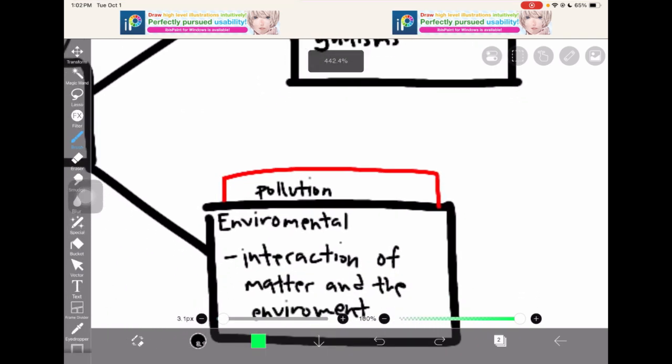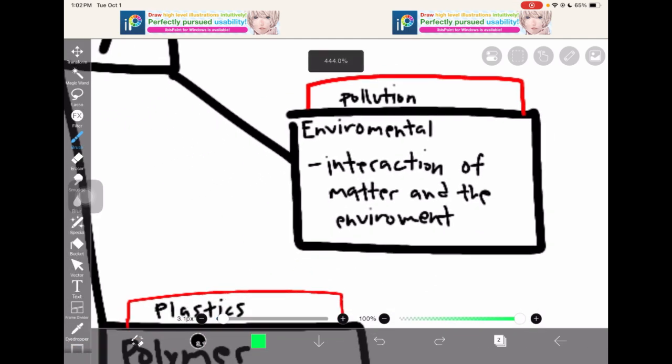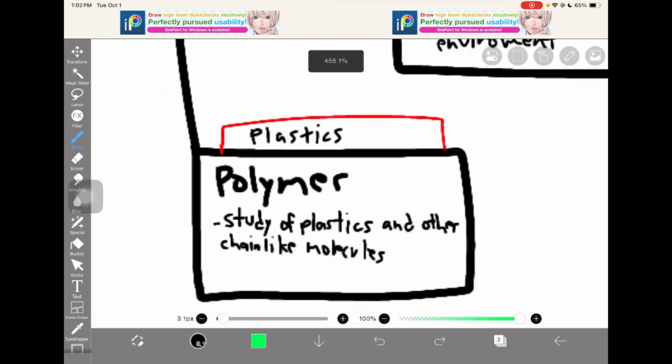Afterwards, we can move to environmental chemistry. This is the interaction of matter and the environment, and it's just pollution. We have the matter that we pump out into the environment. That's environmental chemistry. That's why we have pollution. Next is polymer chemistry. It's the study of plastic and other chain-like molecules that are smaller molecules bonded together. Plastics are the best example here.